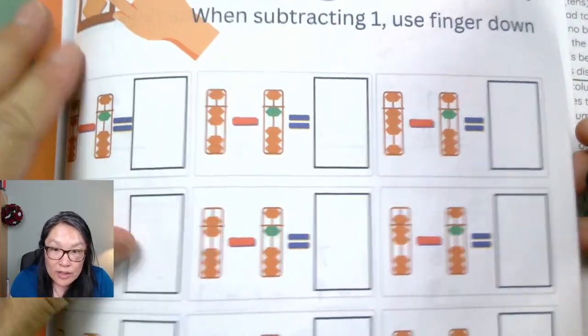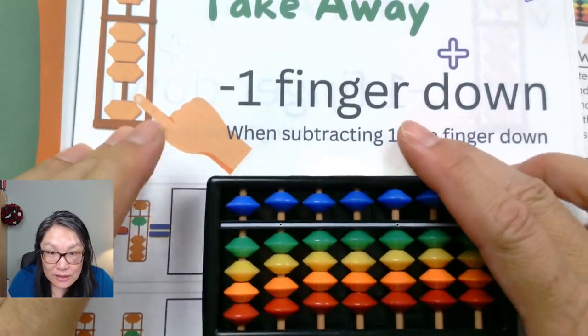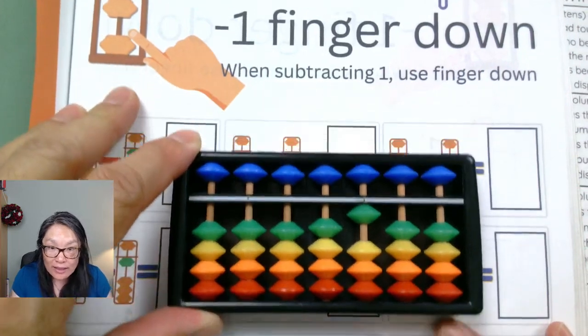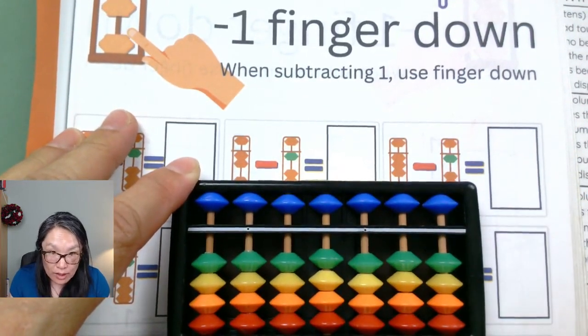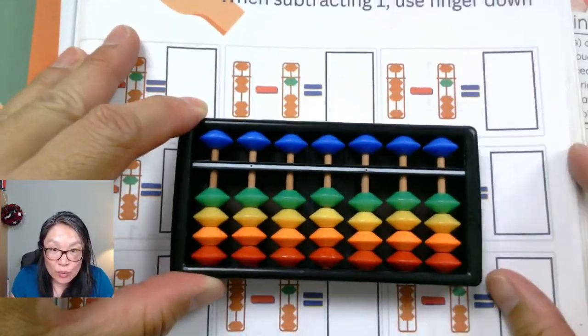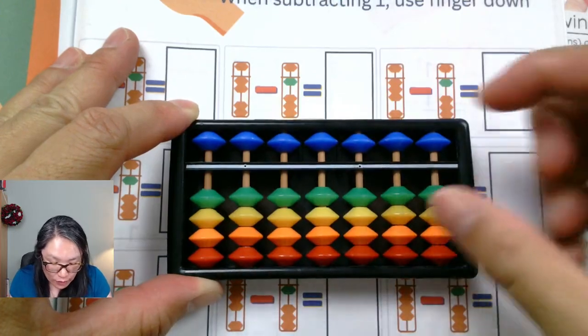Now, if you notice, when I add, I go toward the horizontal bar. When I subtract, I want to go away from the horizontal bar. Does that make sense? What we're doing now is subtracting. When we subtract, we want to go away from the horizontal bar.